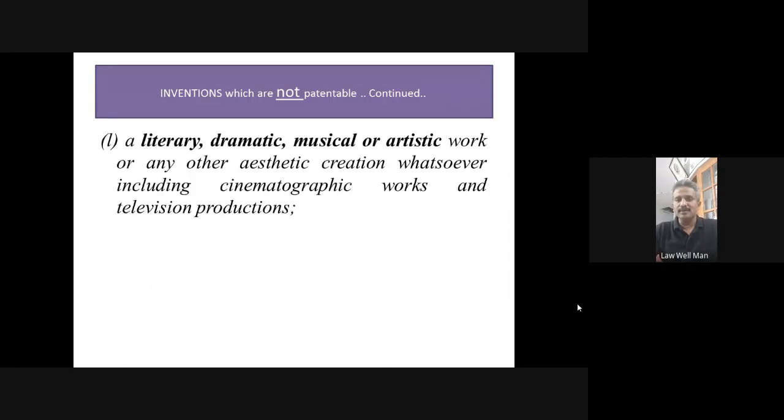Moving further, there is section 3L, a literary, dramatic, musical, or artistic work or aesthetic creation is not patentable, like cinematography, film, television products, etc. The reasons are obvious. It comes under copyright.